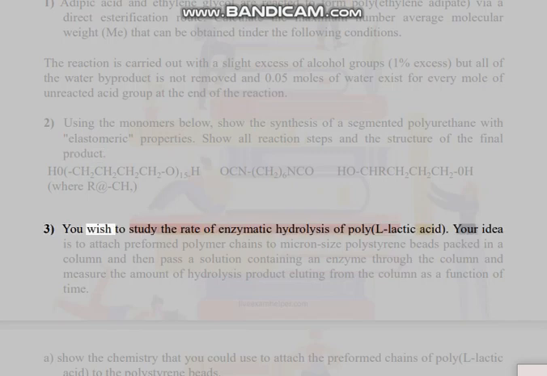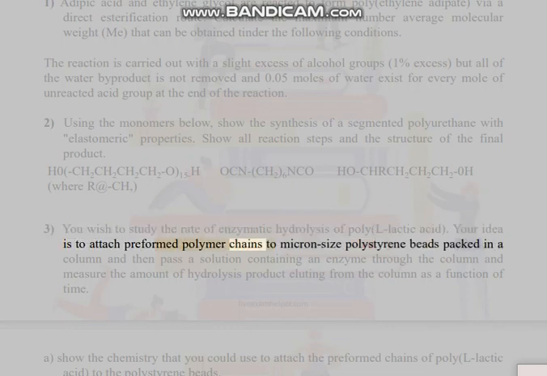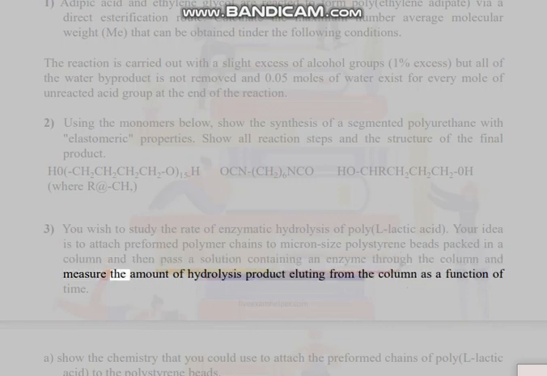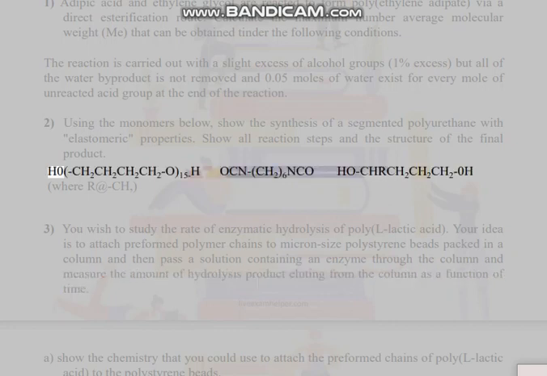3. You wish to study the rate of enzymatic hydrolysis of polylactic acid. Your idea is to attach preformed polymer chains to micron-size polystyrene beads packed in a column and then pass a solution containing an enzyme through the column and measure the amount of hydrolysis product eluting from the column as a function of time.